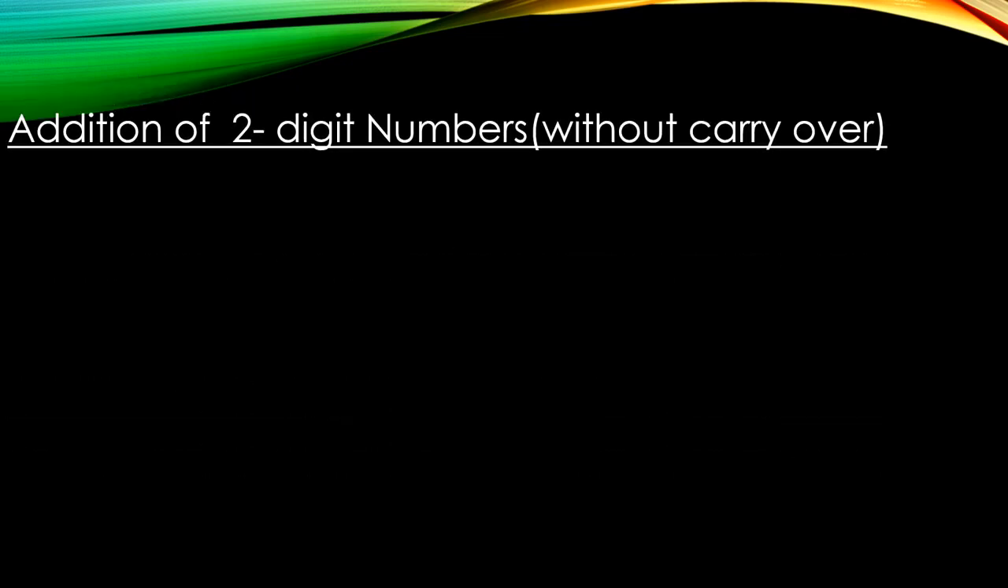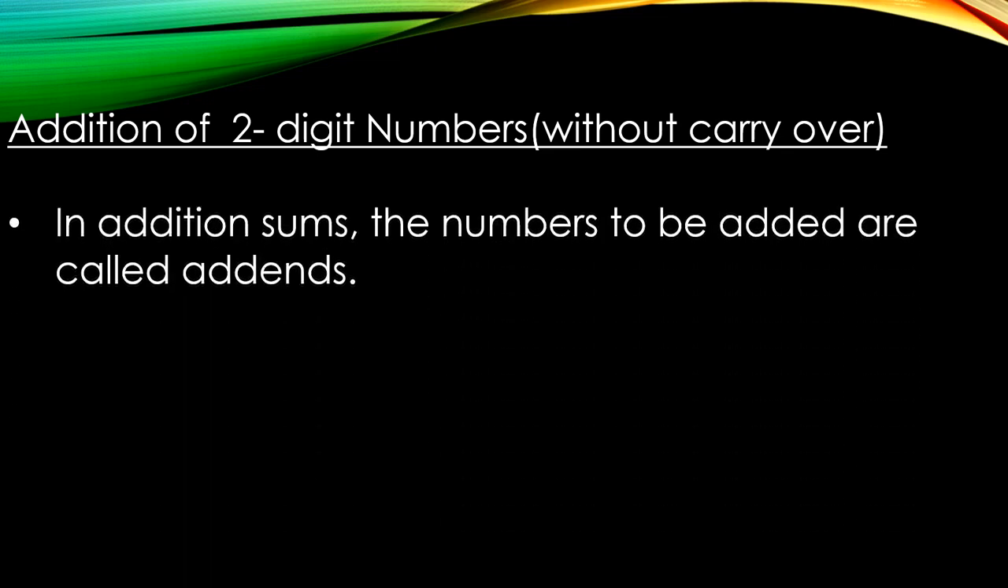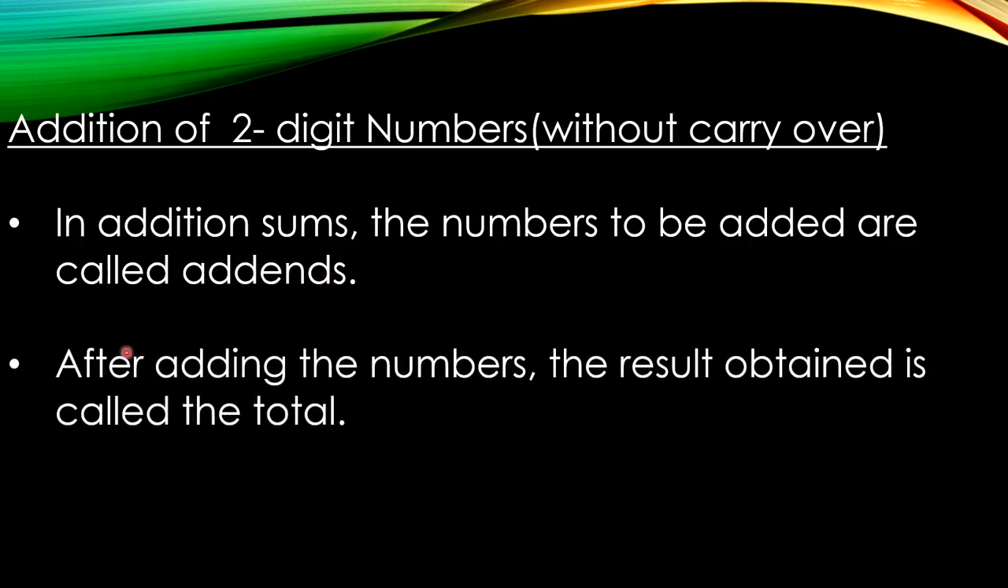नाउ एडिशन ऑफ 2 डिजिट नंबर्स विदाउट कैरी ओवर। तो बेटा हमें इन चीजों का ध्यान रखना होता है कि हम एडिशन जब करते हैं, in addition sums the numbers to be added are called addends, ठीक है। जिन नंबर्स को हम ऐड करते हैं उन नंबर्स को हम क्या बुलाते हैं? एडेंड्स बुलाते हैं, ओके। And after adding the numbers, the result obtained is called the total. जो हमारा आंसर आता है ऐड करने के बाद, वो उसका टोटल कहलाता है, ठीक है बेटा। तो जिन नंबर्स को हम ऐड कर रहे हैं उन्हें हम क्या बुलाएंगे? एडेंड्स, ओके बेटा। एंड जो हमारा रिजल्ट आएगा उसे हम क्या बुलाएंगे? टोटल। क्लियर बेटा?